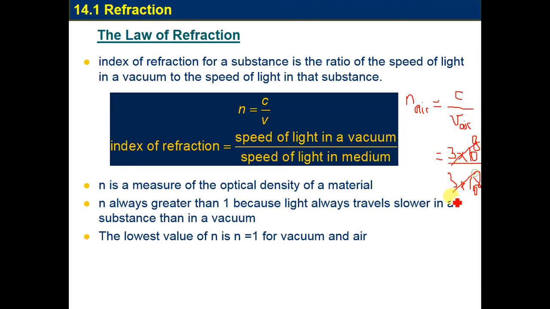So same number up and down, numerator and denominator. So the index of refraction in air or in vacuum, it is what? It is 1, which is the lowest index of refraction possible. Because if I talk about N water, pay attention with me, N water, it is what? It's the speed of light in vacuum divided by the speed of light in water.